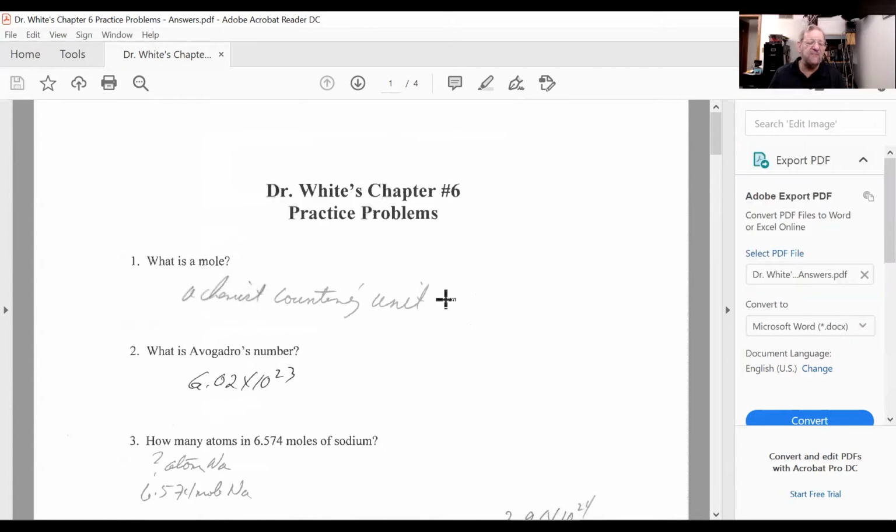Let's go through it. Things you should know. You should know what a mole is. A mole is the chemist's counting unit, or you can say a mole equals Avogadro's number. The next thing you should know, it's equal to the atomic weight of an element, or it's also equal to the molecular weight of a compound. So there are many definitions of a mole. I put down the first one I taught you, and that was a counting unit the chemists use.